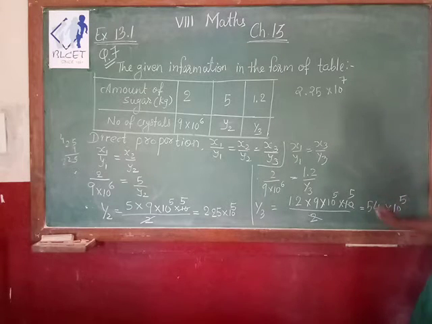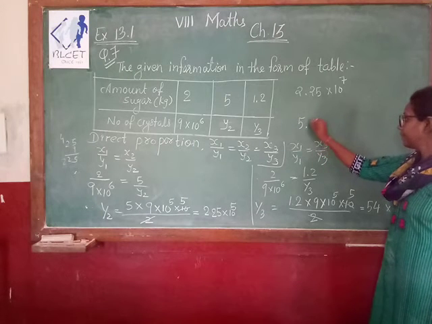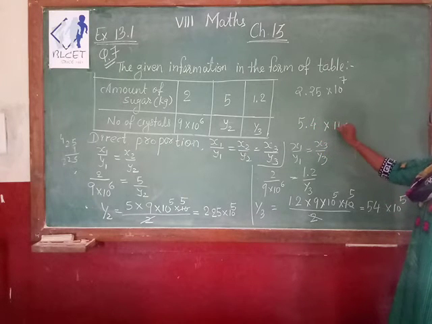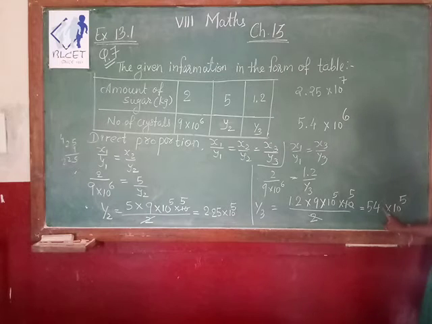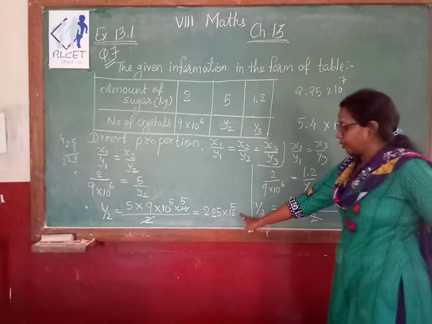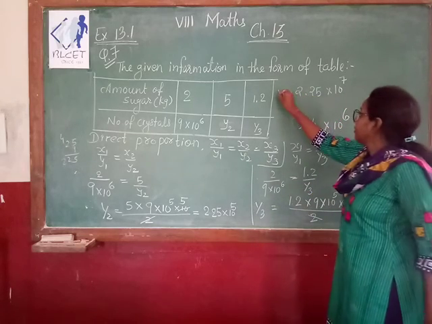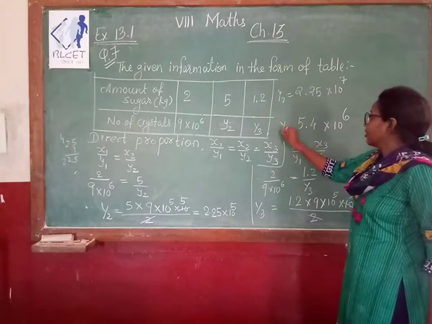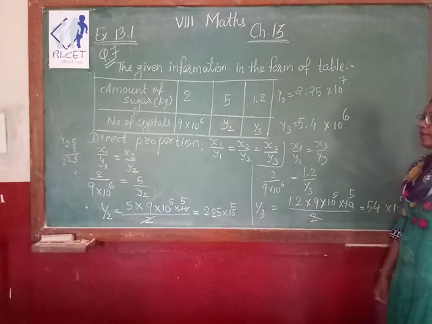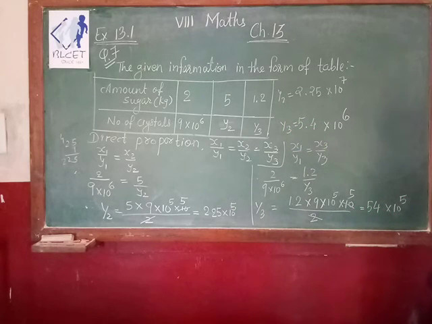So how can you write this? This is 5.4 into 10 power 6. Because we are moving the decimal from here to here, we have to add 1 to the power, and here we have to add 2, so 10 power 2, so 5 plus 2 is 7. So this is your y2 and this is your y3. So this way we can solve question number 7. Thank you.